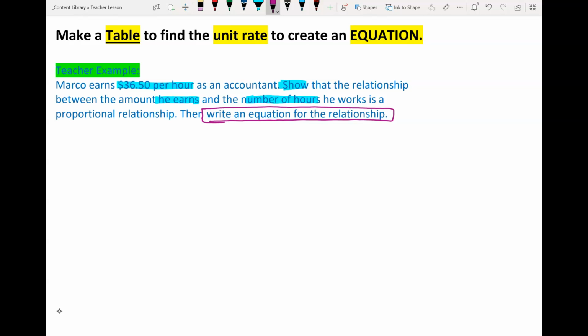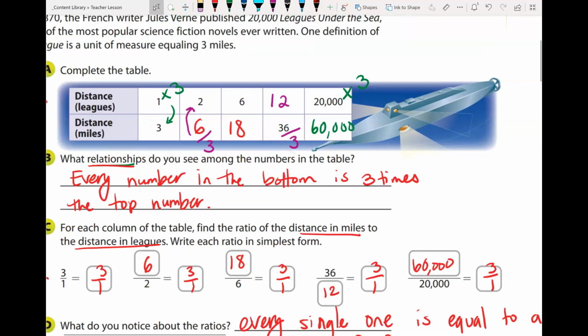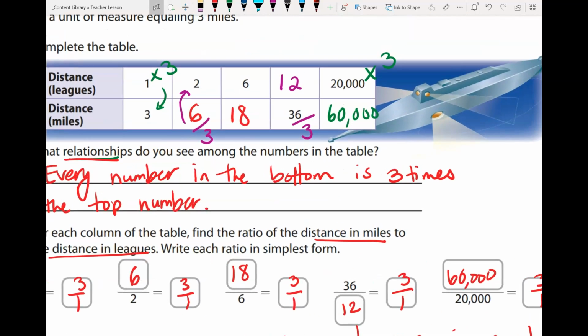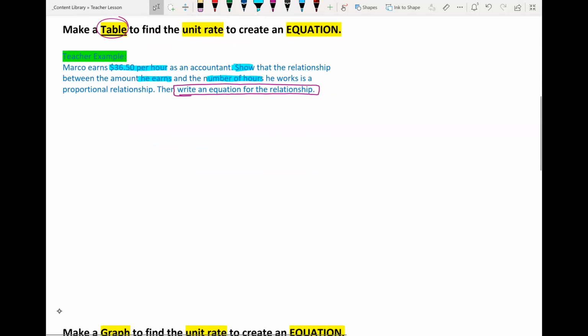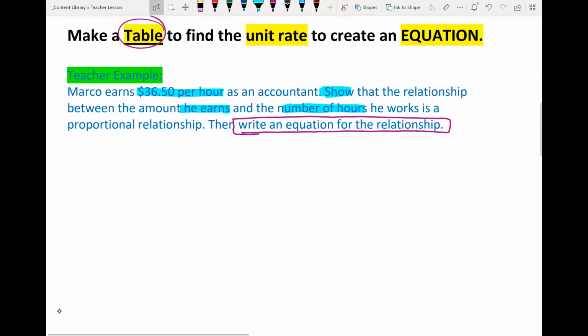So let's start off with making a table first. Our table always consists of an independent and dependent variable. Earlier, you saw a horizontal table. Now we're going to create a vertical table, so you are familiar with the different ways tables are made. We know that one side has to be X and the other side is going to be Y.